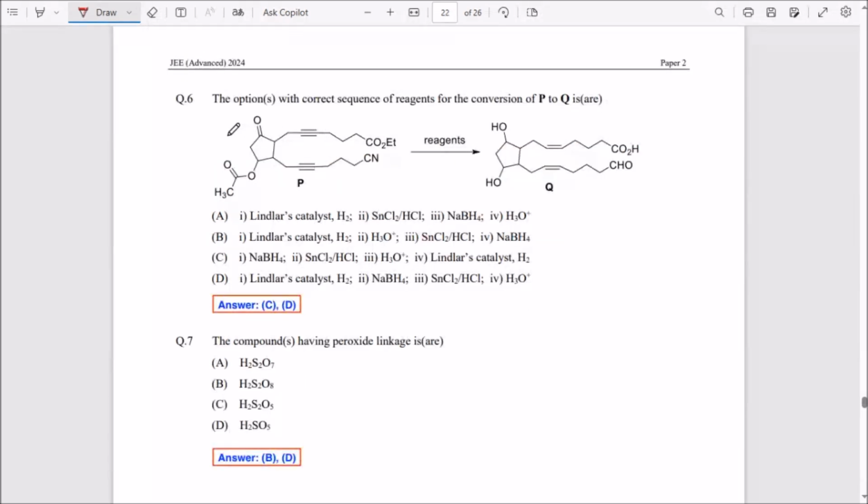Next, the question asks for the option with the correct sequence of reagents for the conversion of P to Q. Dear students, in this, a keto group is reduced to alcohol. The acetate group is deprotected to alcohol, and here the triple bond is reduced to a double bond, and this double bond is cis. The ester is hydrolyzed to acid, and cyanide, that is CN, is converted into aldehyde. So there are 1, 2, 3, 4, 5 functional group transformations given.